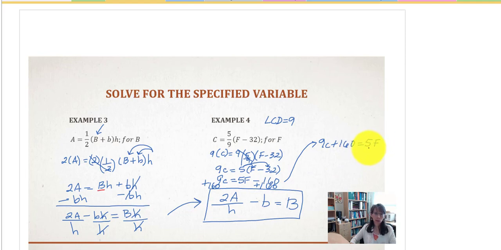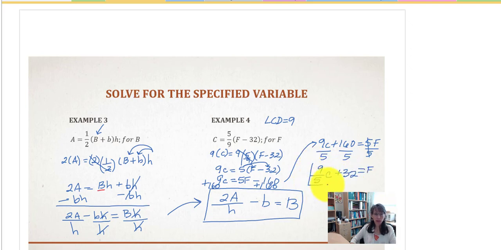So the only operation happening to f now is multiplication by 5. Division by 5 is the opposite. So every term in our literal equation will be divided by 5. So we can reduce, and we can clearly see that we are left with f equals something. So reduce wherever possible. 9 and 5 are not going to have a common factor, so that term remains 9/5 c. 160 divided by 5, that will be positive 32.